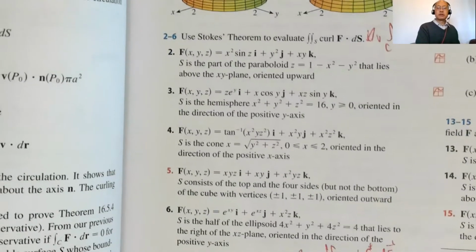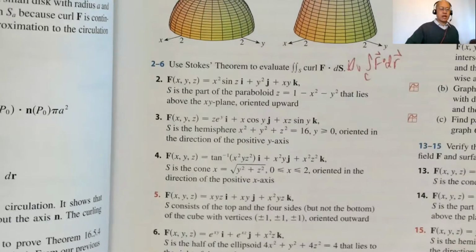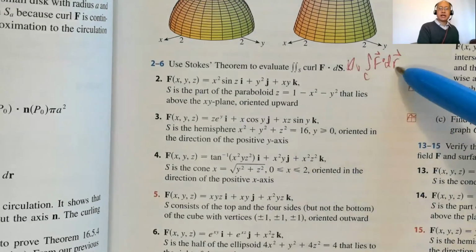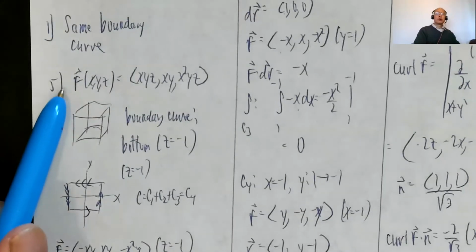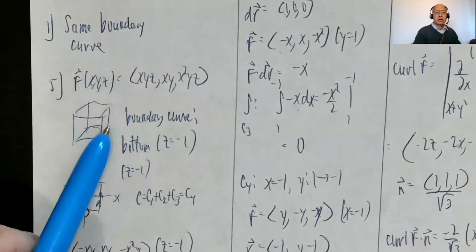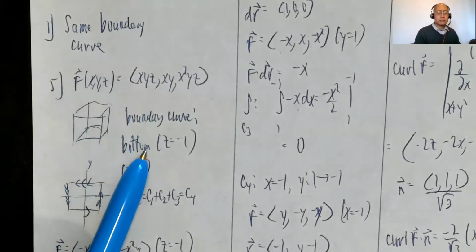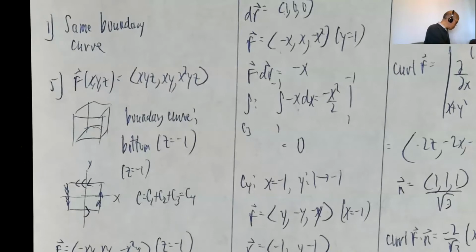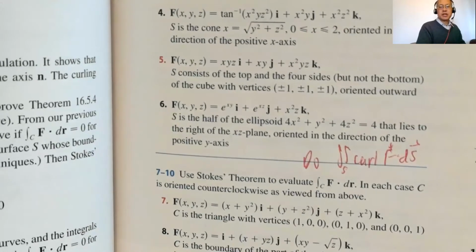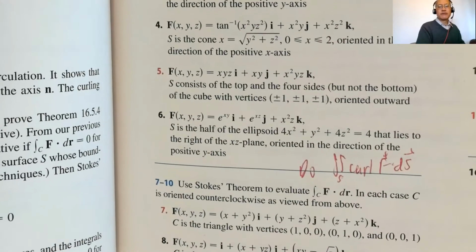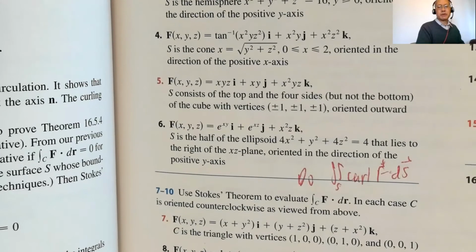All right, so again, 2 through 6, use Stokes' theorem to evaluate this. It means actually do that part over there. Okay. So number 5, bold F of x, y, z is this. Okay, the boundary curve is the bottom, z equals -1. It says in the language that S consists of the top and 4 sides, but not the bottom, of the cube with vertices ±1, ±1, ±1 oriented outward.